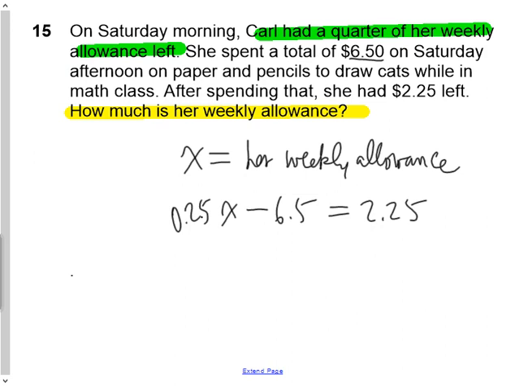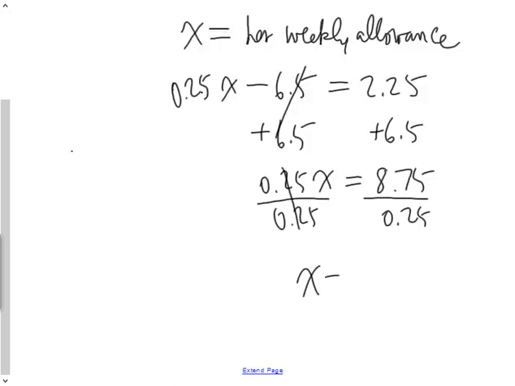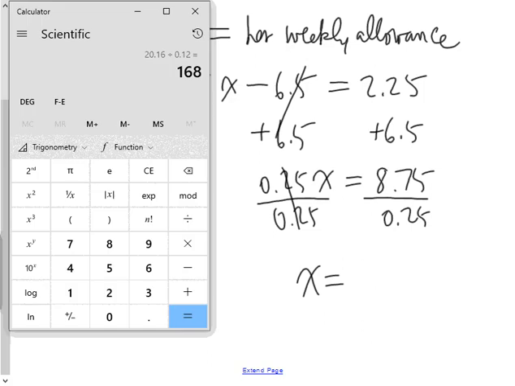So the equation we need to use to solve is going to be this one. We're going to give her back the $6.50 she spent on paper and pencils to draw cats. The quarter of allowance that she had before she bought the paper and pencils would have been $8.75. So if a quarter of her allowance was $8.75, if I divide both sides by a quarter, the amount of allowance she should have had is $8.75 divided by a quarter.